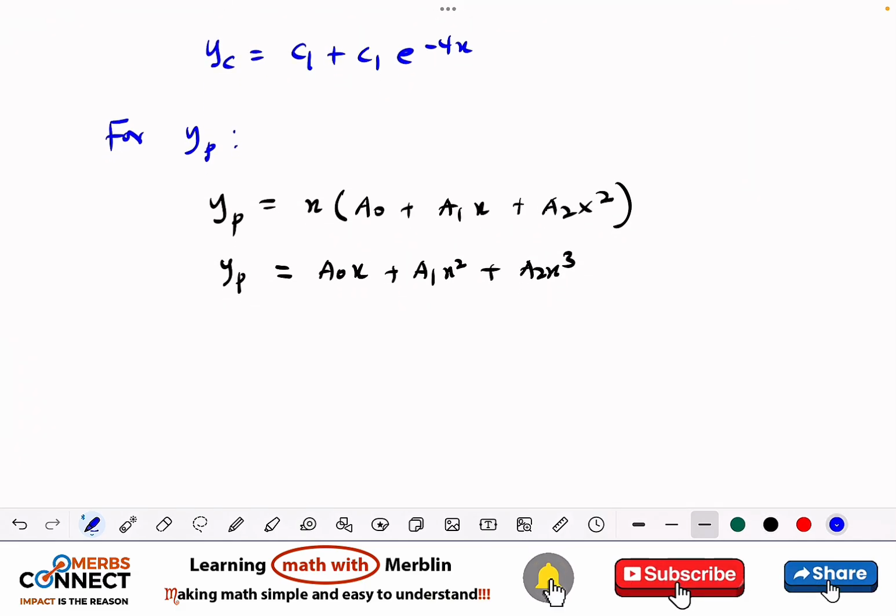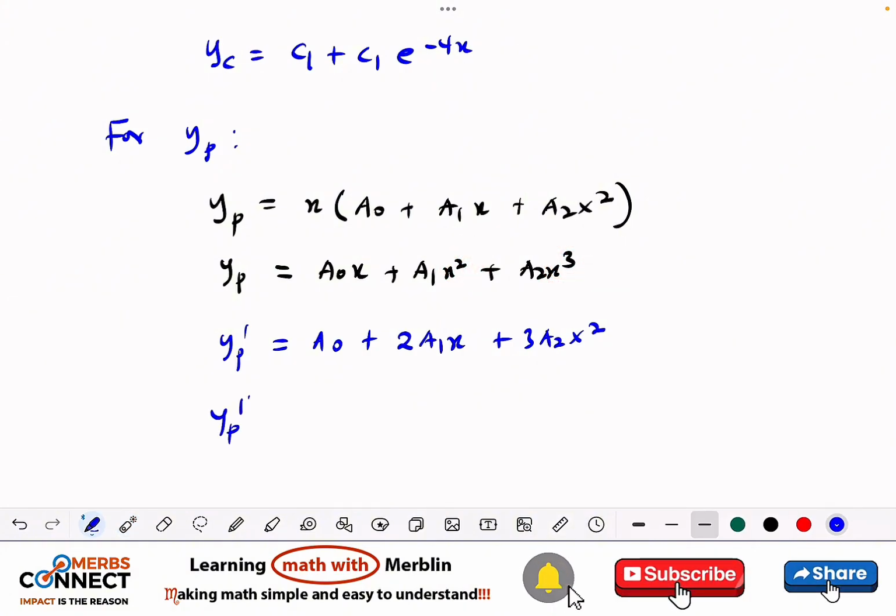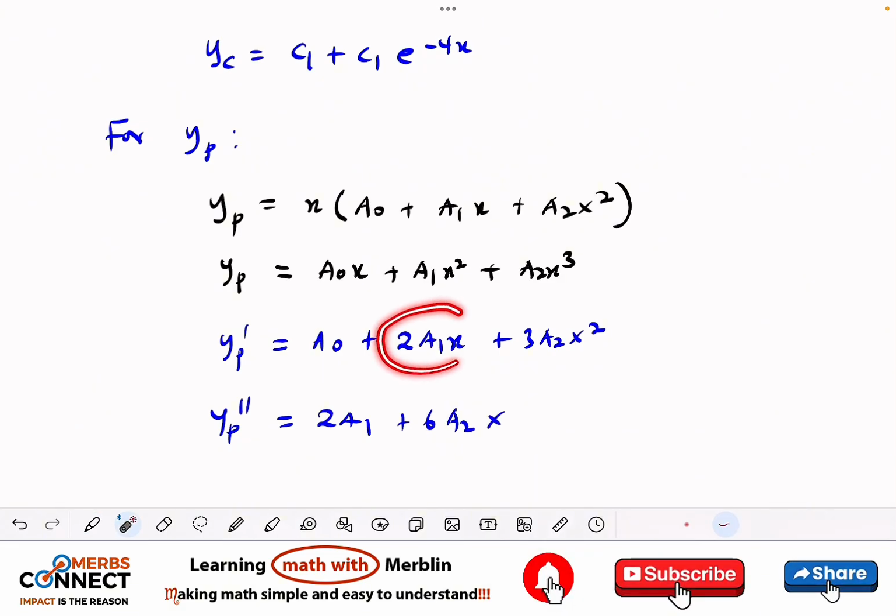So as soon as you've gotten the trial solution, we need to just differentiate. Differentiate this, you get a1. Differentiate this, you get 2a2x and then 3a3x squared. So just differentiate this, differentiate that. Then y double prime is going to give us, this will be 0. This is going to give us 2a1 plus 6a2x. So I differentiate this, x will just be 1. Differentiate this, multiply, get 6, and then you have the x here.